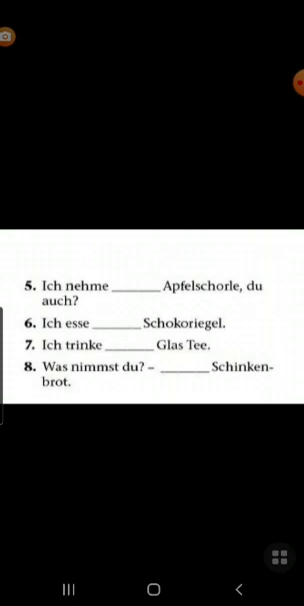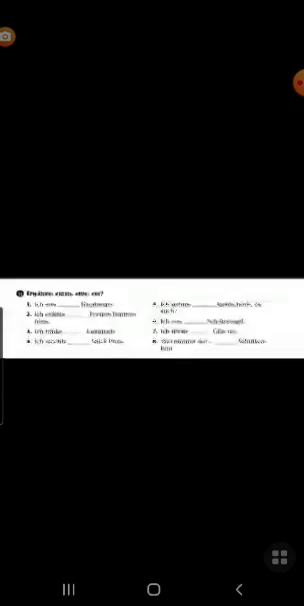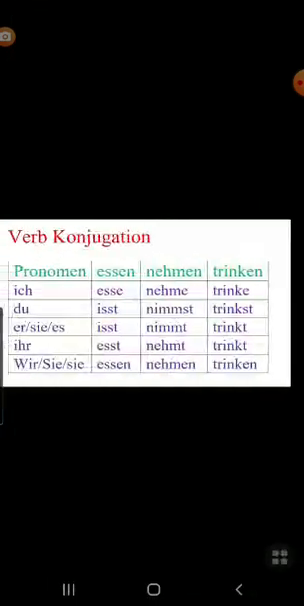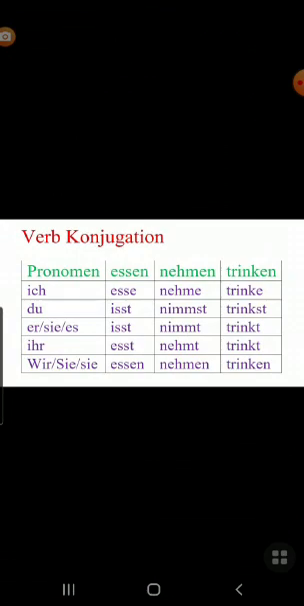Then, was nimmst du? Das Schinkenbrot. I have told you again and again, Brot means bread, and all the breads in German are neutral. So now this exercise you can easily do, and then we go to the verb conjugation table.